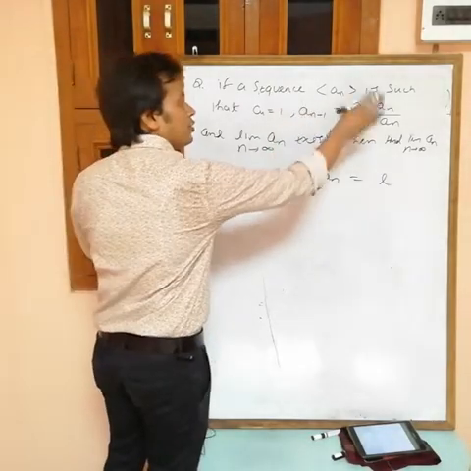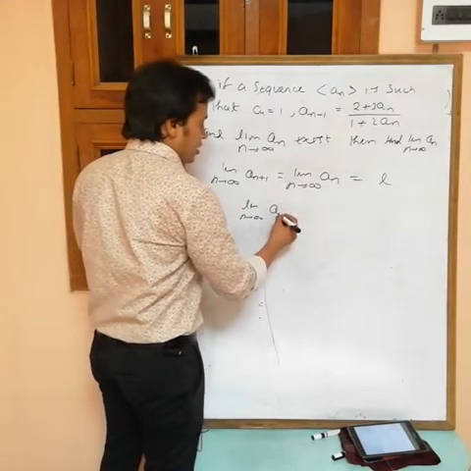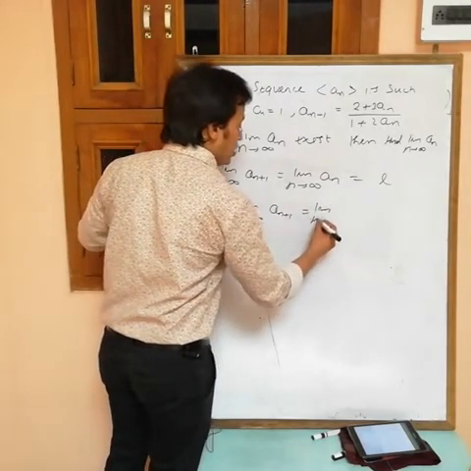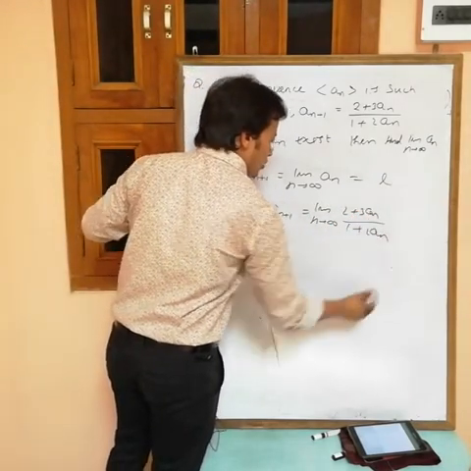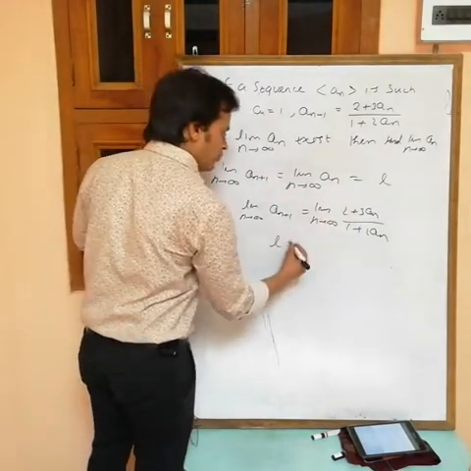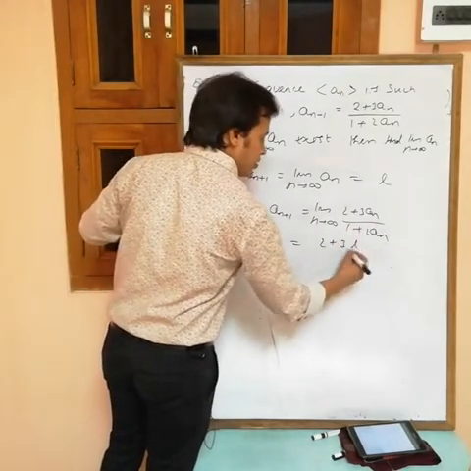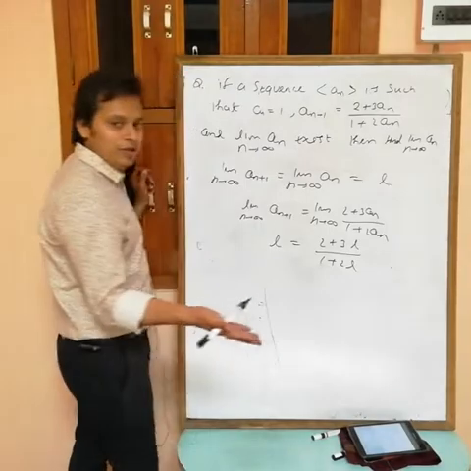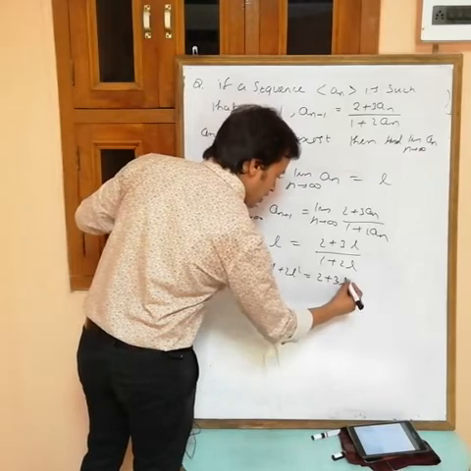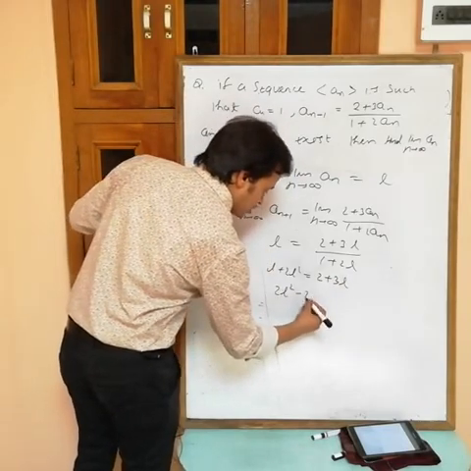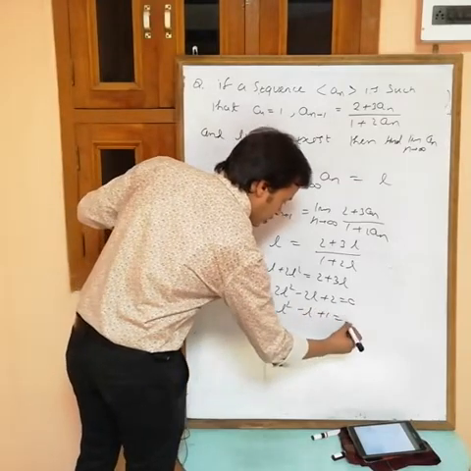So take the limit on both sides. Limit n tending to infinity a_(n+1) is equals to limit n tending to infinity (2 plus 3a_n) by (1 plus 2a_n). Now the value of a_n is equal to L, so the limit is (2 plus 3L) by (1 plus 2L). Now we want the value of L, cross multiplication: L plus 2L square equals to 2 plus 3L. Then you will get 2L square minus 2L minus 2 equals to 0, so L square minus L minus 1 equals to 0.